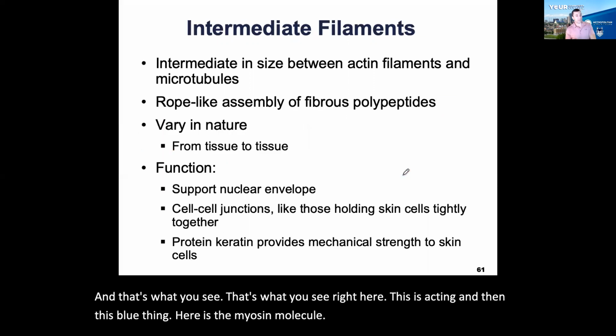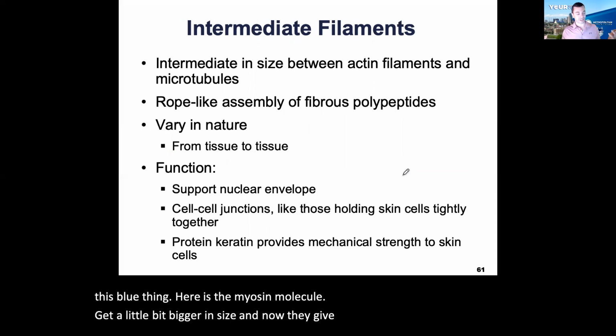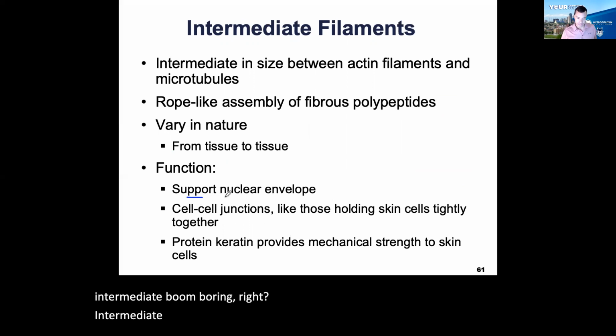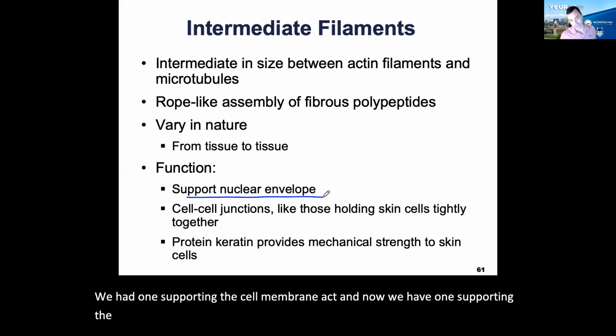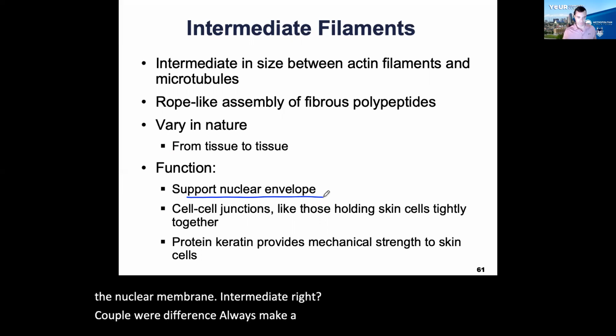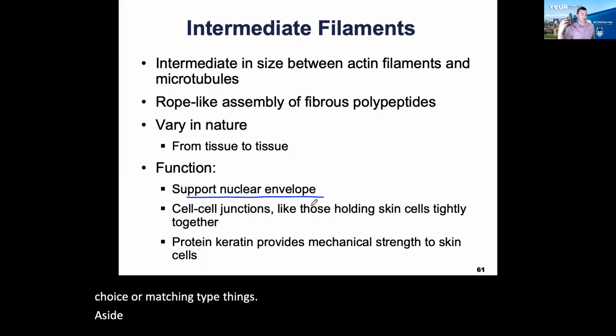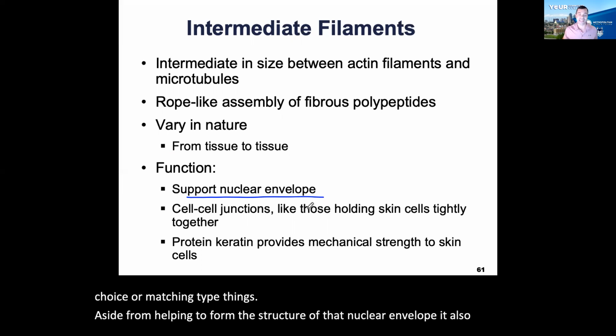You get a little bit bigger in size, and now they give it this dramatic term called intermediate. Boom, boring, right? Intermediate filaments, we had one supporting the cell membrane, actin, and now we have one supporting the nuclear membrane, intermediate. A couple word difference, always make a good question as a distractor for multiple choice or matching type things. Aside from helping to form the structure of that nuclear envelope, it also does a couple of other fantastic things as well.